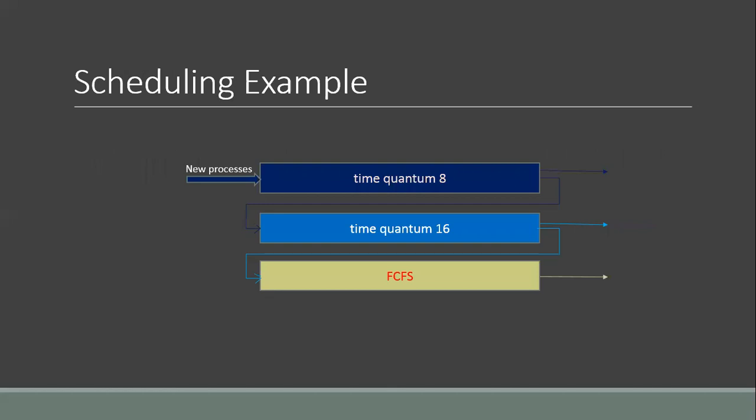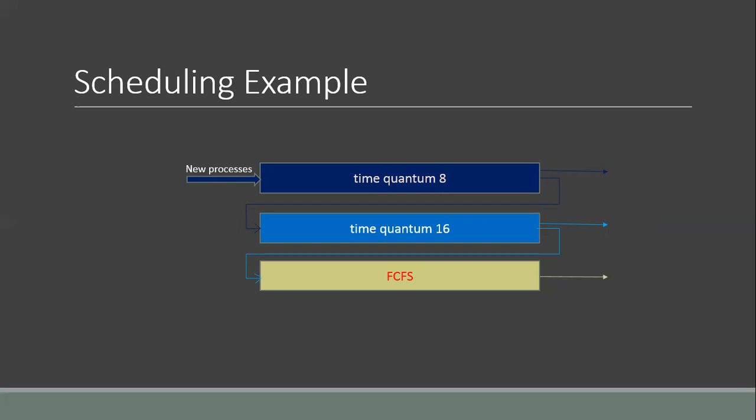Let's take an example to explain the multi-level feedback queue scheduling. Suppose there are three queues in the system. The first queue has a time quantum of 8 milliseconds. This means the first queue, which is the highest priority queue, will use the round robin scheduling policy, and the value of the time quantum is 8 milliseconds.